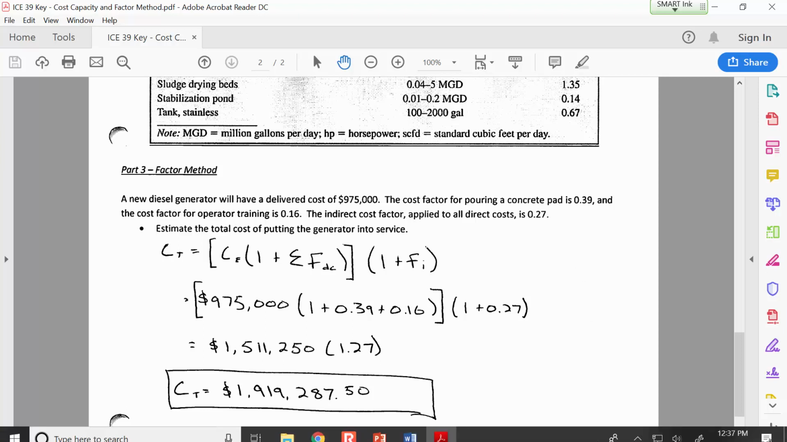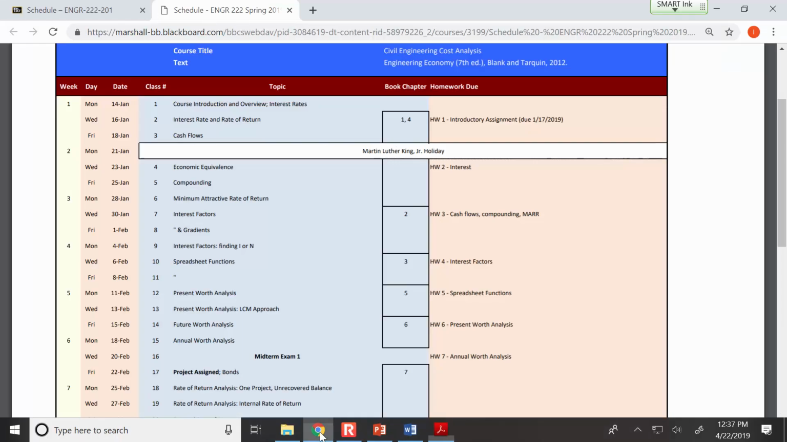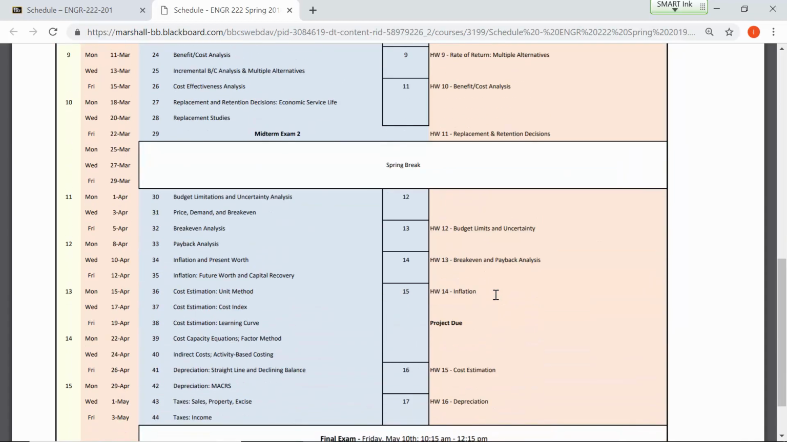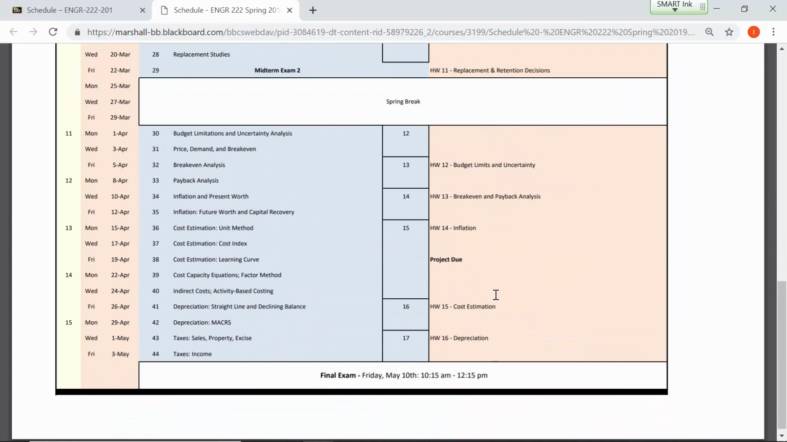All right, so since we're drawing near to the final exam, I wanted to give you a sneak peek on how I decide which information to include on the final exam. My intention is that the final exam is cumulative, but there's added emphasis on the material that we've covered since the second midterm. That means there's going to be proportionally more points to be earned on the newer material. The stuff we're doing right now, today we did cost capacity equations and the factor method, everything back through budget limitations and uncertainty analysis.